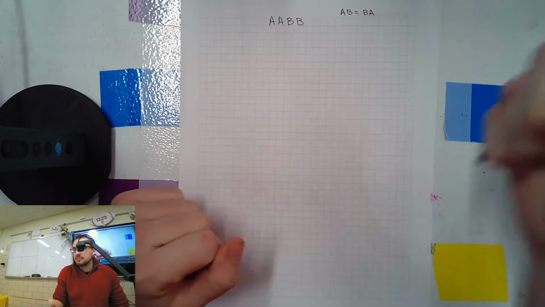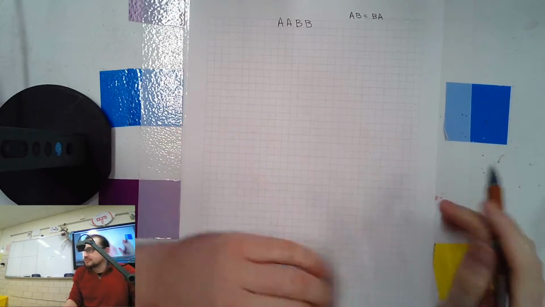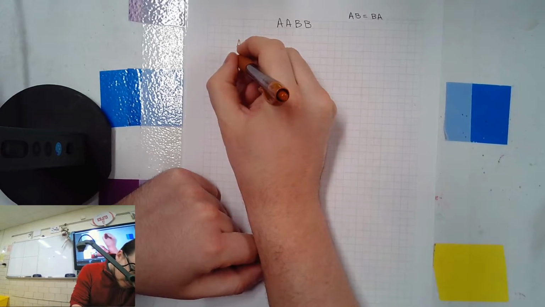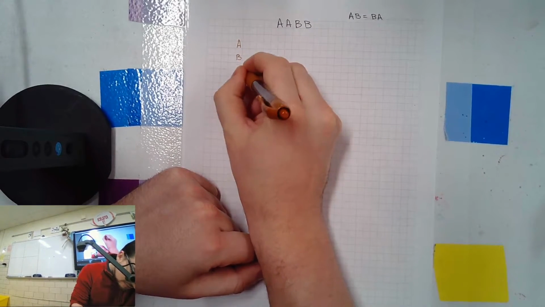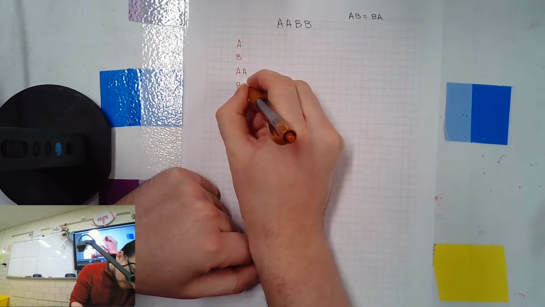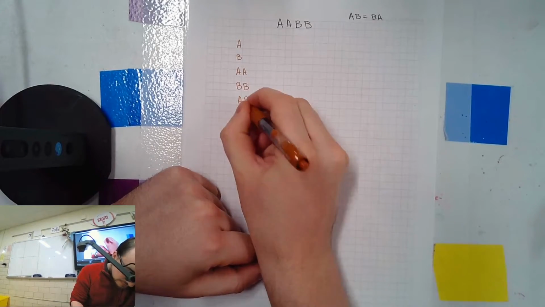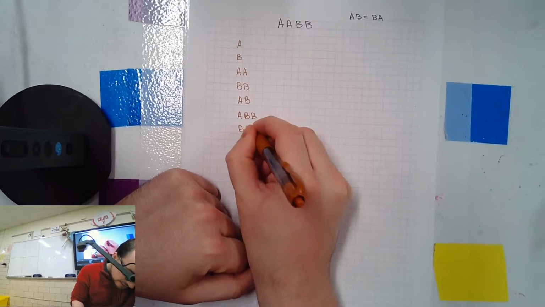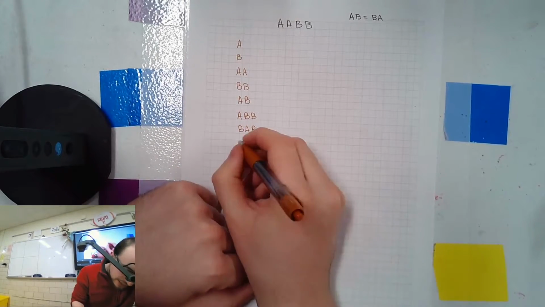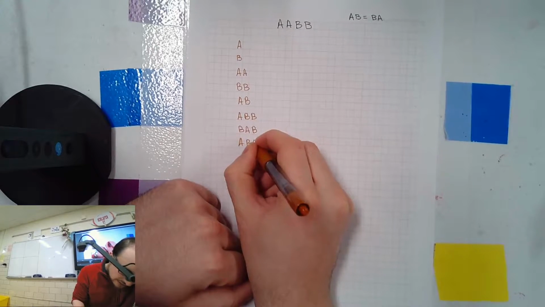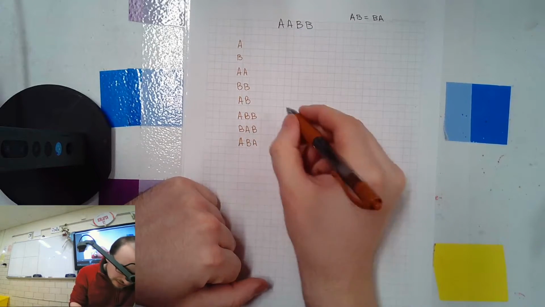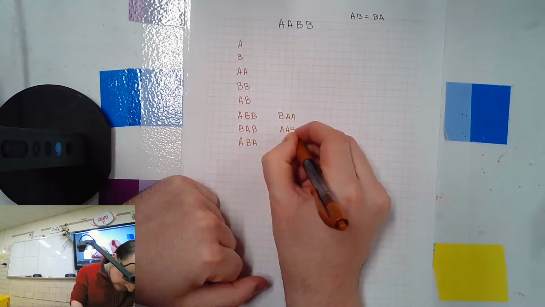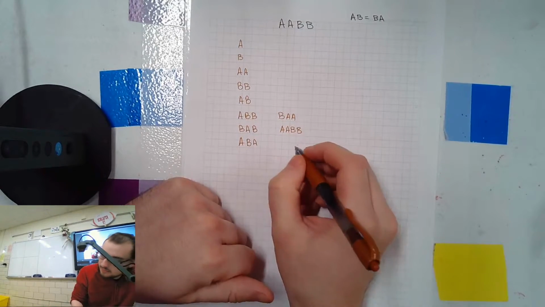Go ahead, Haley. A. Good job. B. AA. BB. That's all I had. AB. ABB. BAB. ABA. BAA. AABB. ABAB.